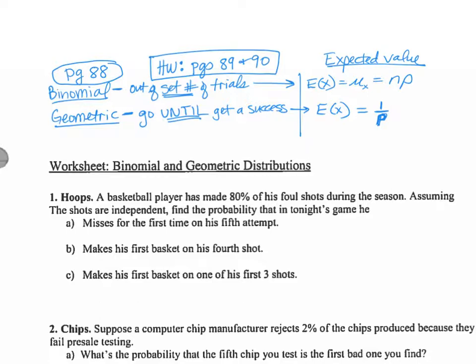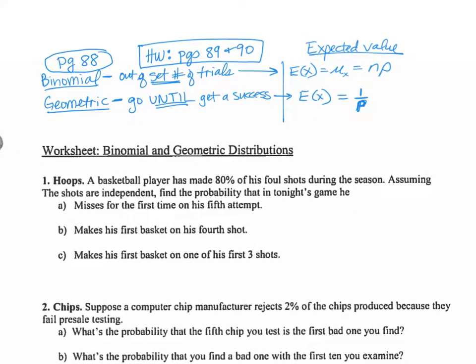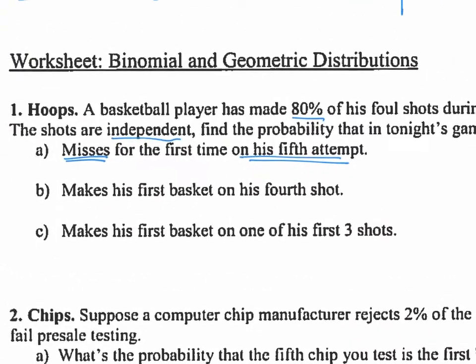All right, first question. And again, we're on page 88. A basketball player has made 80% of his foul shots during the season. Assuming that these shots are independent, so making one is not affecting the probability of the next one, each time he goes up there, it's an 80% chance of having a success. All right. He misses for the first time on that fifth attempt.